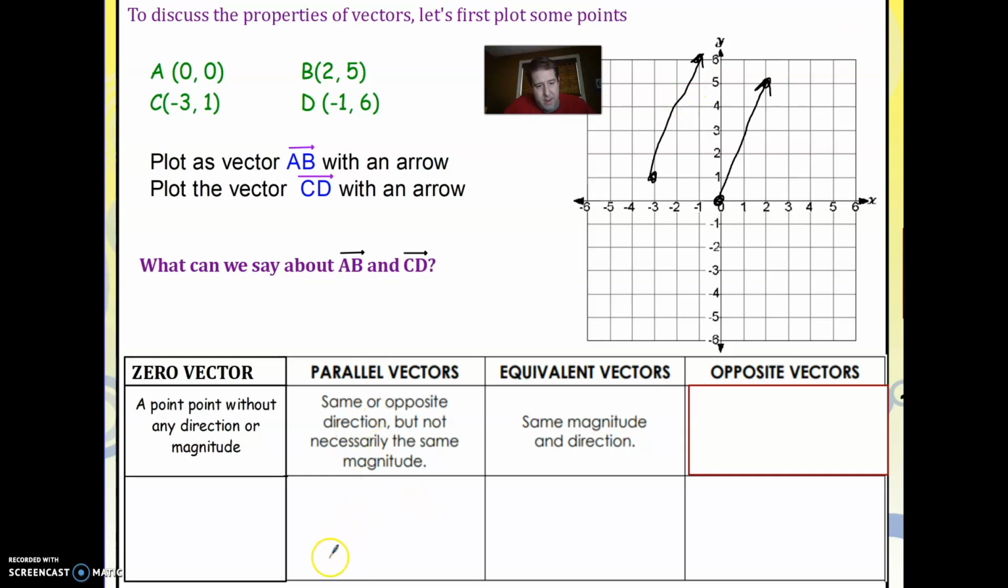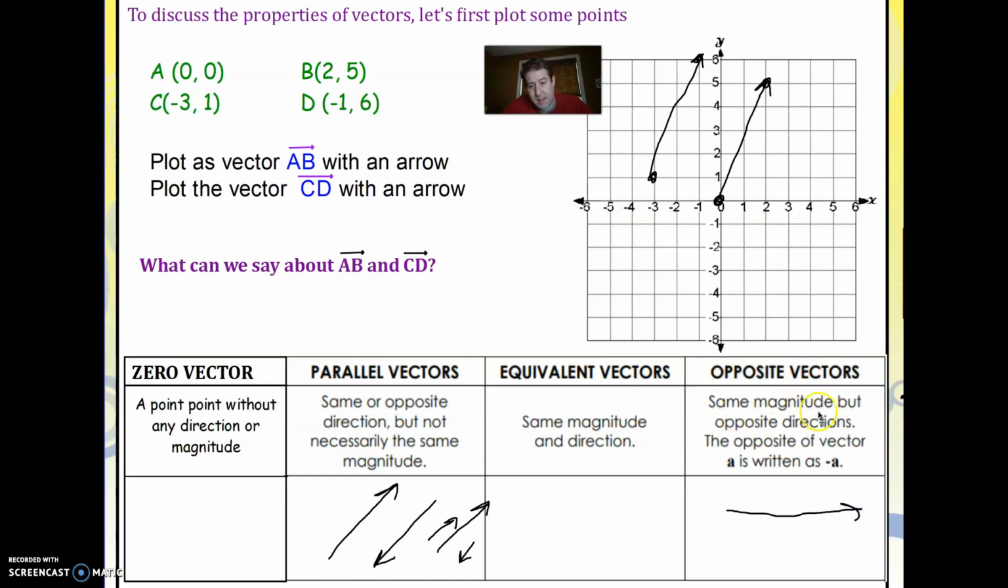Whereas parallel vectors might be parallel to each other, they might not be going in the same direction, or they might not be the same length. So one might be like this, or it might be like this. They just have to be going in the same direction, but not necessarily the same magnitude. And then opposite vectors would be ones that have the same magnitude, but are going in opposite directions. So something like this. Exactly the same, but opposite directions.